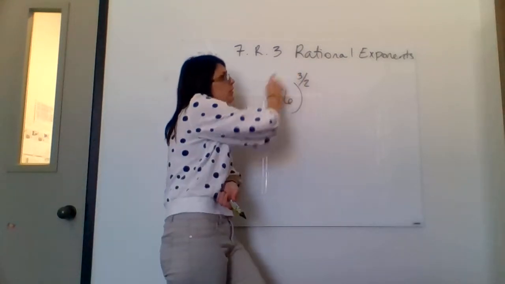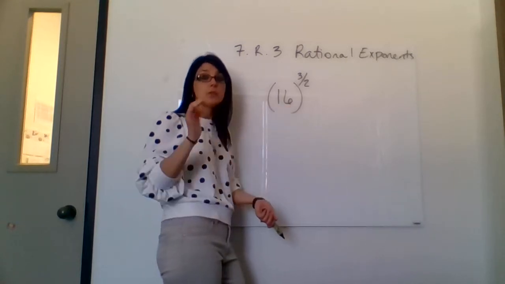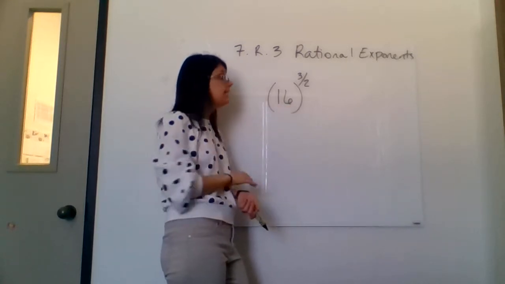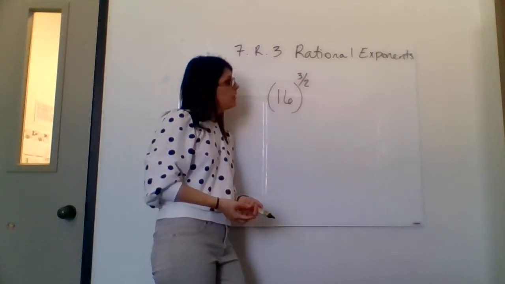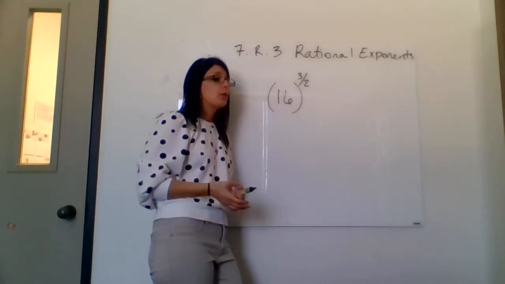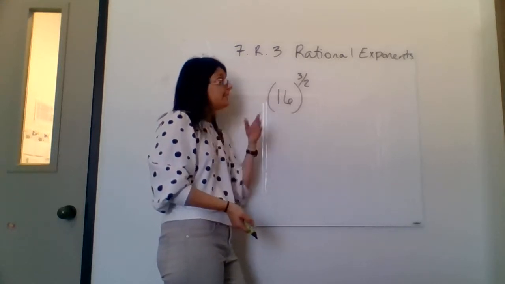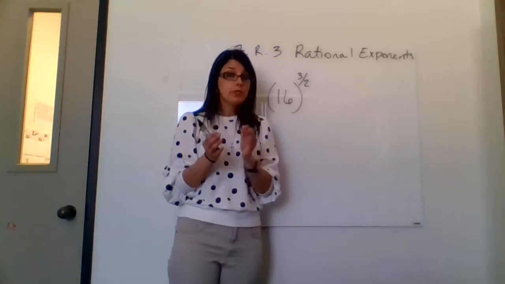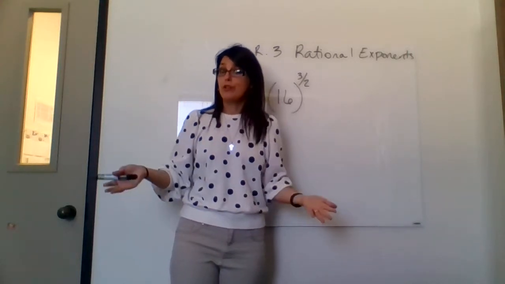So the number on top, the 3, tells me I'm going to raise 16 to the third power, so 16 times 16 times 16. And the denominator, the 2, tells me to take the square root, or the second root. Again, the order doesn't matter. For me, I like to take the root first because it makes my number smaller, and then when I raise it to a power, I'm not multiplying such large numbers.